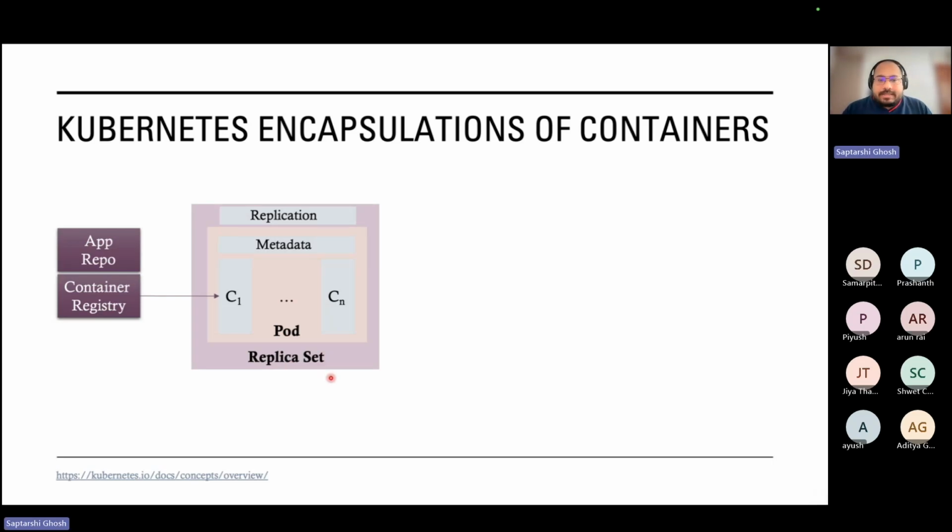Now, replica set is pod with replication capability, but it doesn't have something called a rollout capability. So the thing that I just mentioned, that we have, let's say, an application which is being served, and somehow the application gets updated. So what happens afterwards? We need to somehow stop the running application and run the new application.